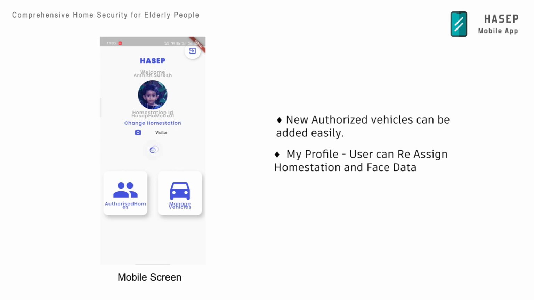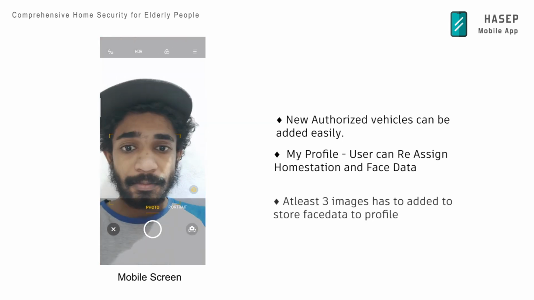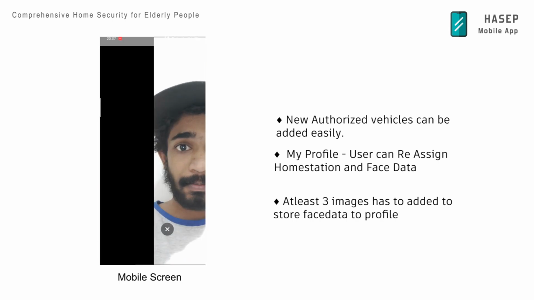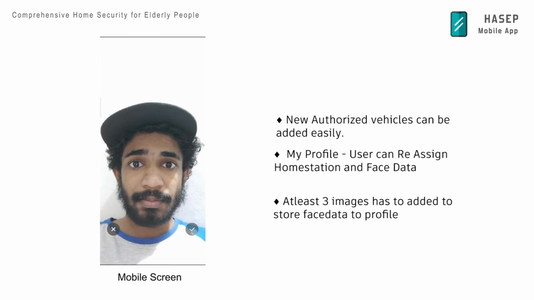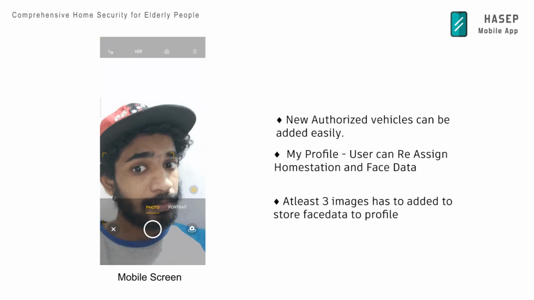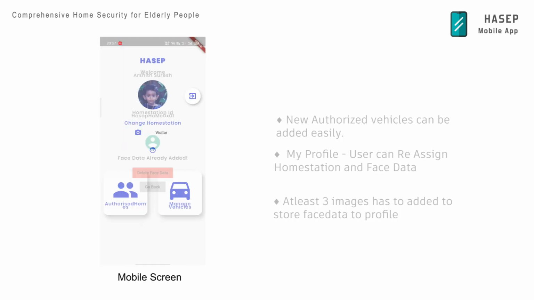Users are required to add their face data in this page by clicking this icon so that other users can add them as authorized visitors. The user has to add 3 face images that are used for training the model. It uses facial recognition to check if the image captured has an actual face in it. Once done, the user can now be added as an authorized person in any other system.